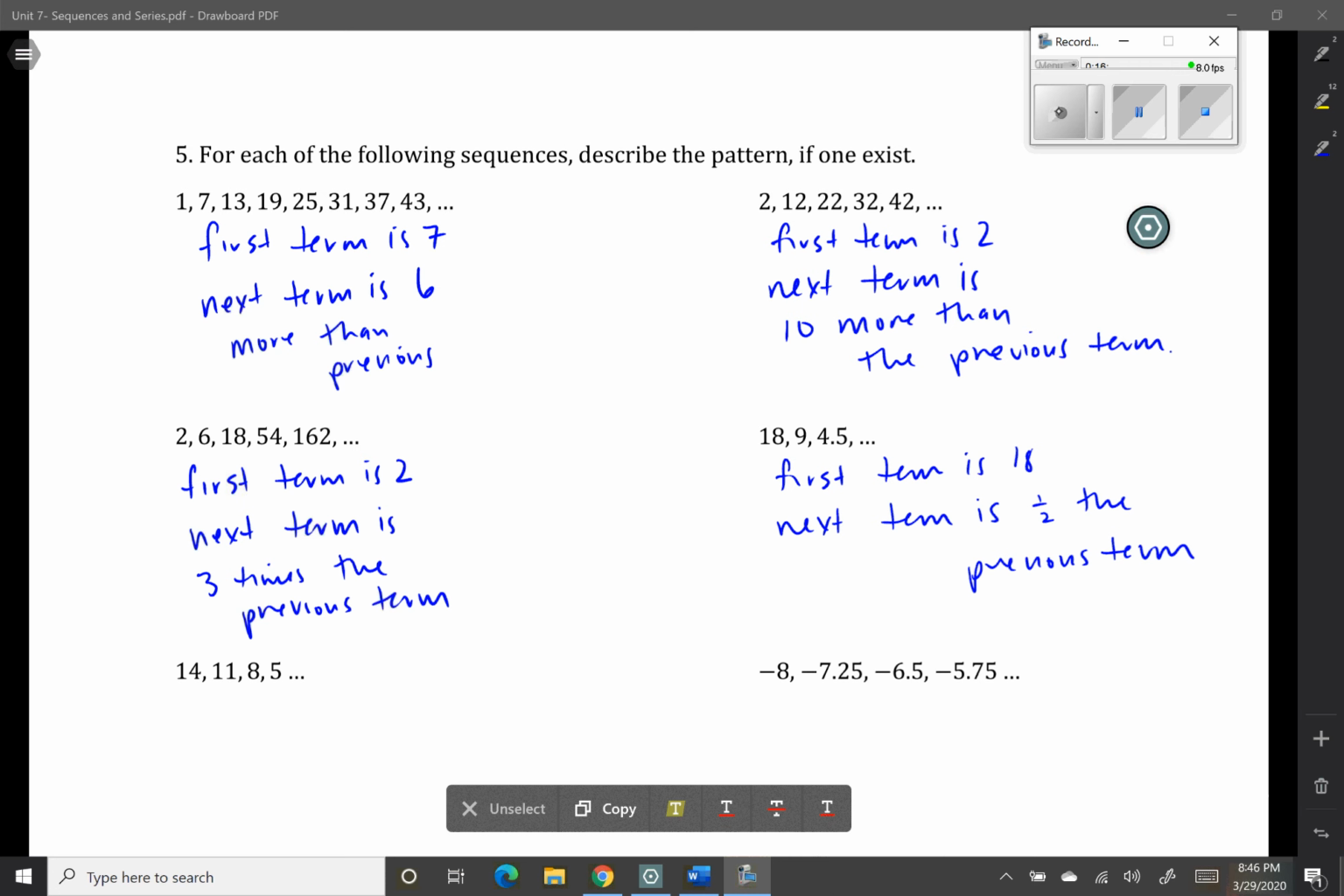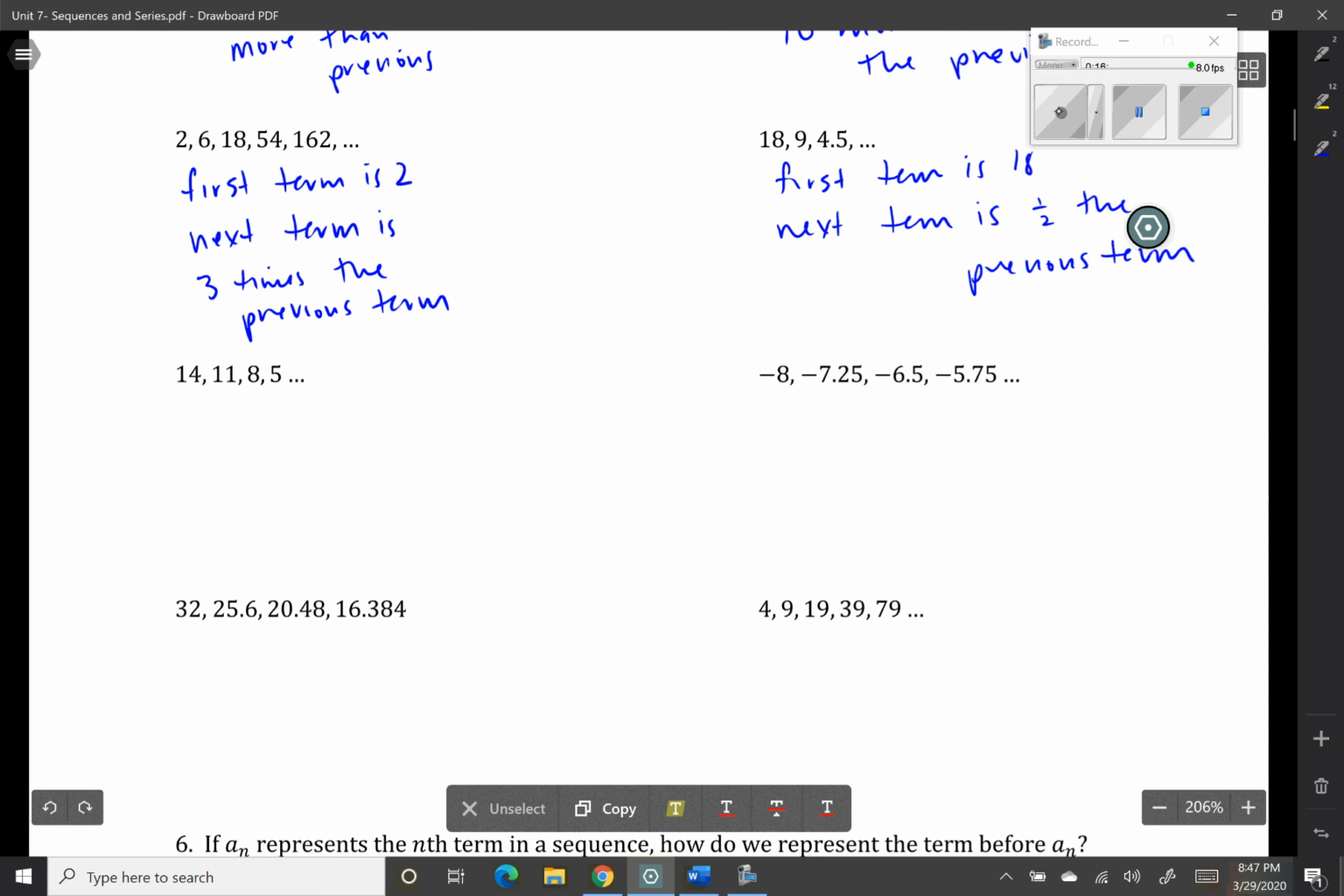All right, so I did the 2 over here to the right. So I said the first term is 2. The next term is 10 more than the previous term. I notice that I'm adding 10 each time here to get from one term to the next. And then that fourth one was a little bit tricky because the numbers got smaller. So we went from 18 to 9 to 4.5. So we could see that I'm just timesing each one by a half, or dividing by 2 if you said. It's all the same. Just seeing that we got from one term to the next here by cutting the previous term in half. All right, so go ahead, try these last 4.